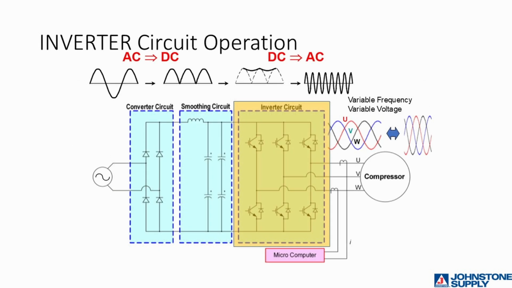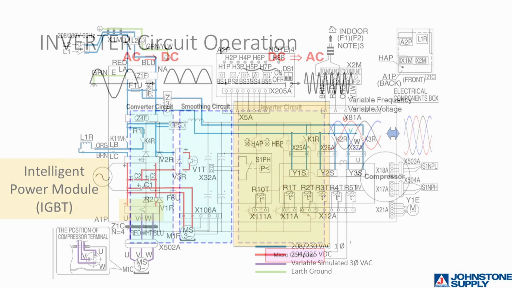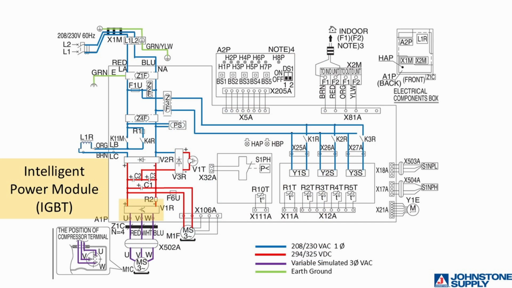Now that the incoming power has been converted to DC, cleaned up, and smoothed out, it's time to convert it to a 3-phase AC to operate our compressor. This is accomplished in the inverter circuit. The inverter circuit, sometimes referred to as an intelligent power module, converts the DC power to a simulated 3-phase AC power to operate the compressor.